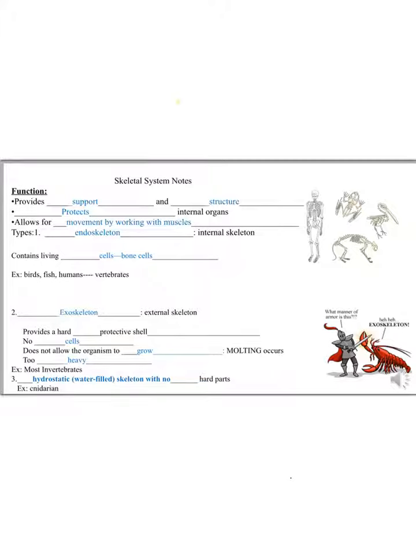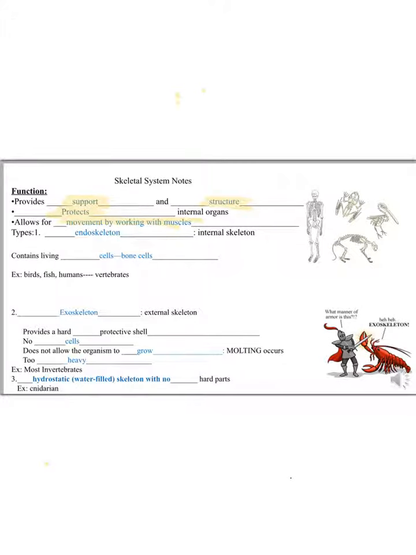So a third function is that the skeletal system works with our muscles to allow us to move. So our muscles need something to kind of pull off of, and it uses the skeletal system to do that. So just as a recap, functions of the skeletal system: to give us support and structure, to protect our internal organs, and to allow us to move. Okay, so that's the function of the skeletal system.